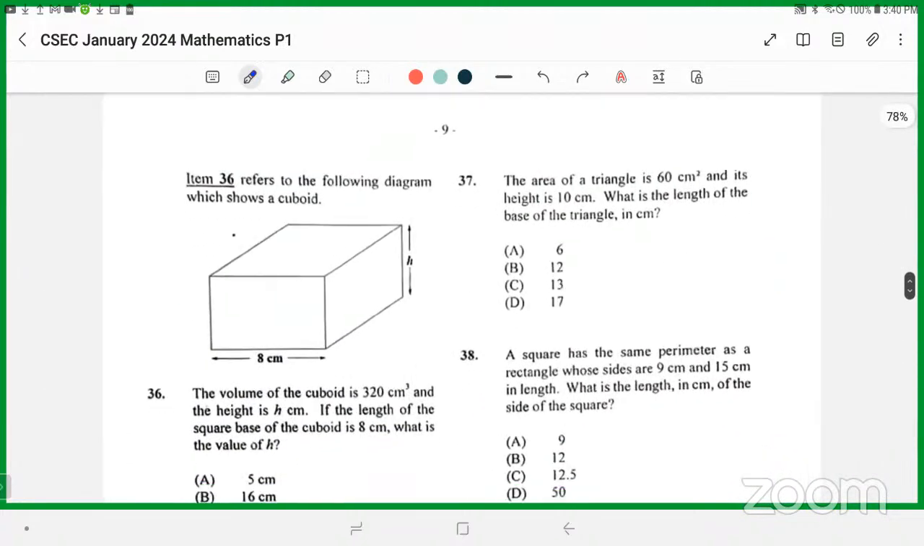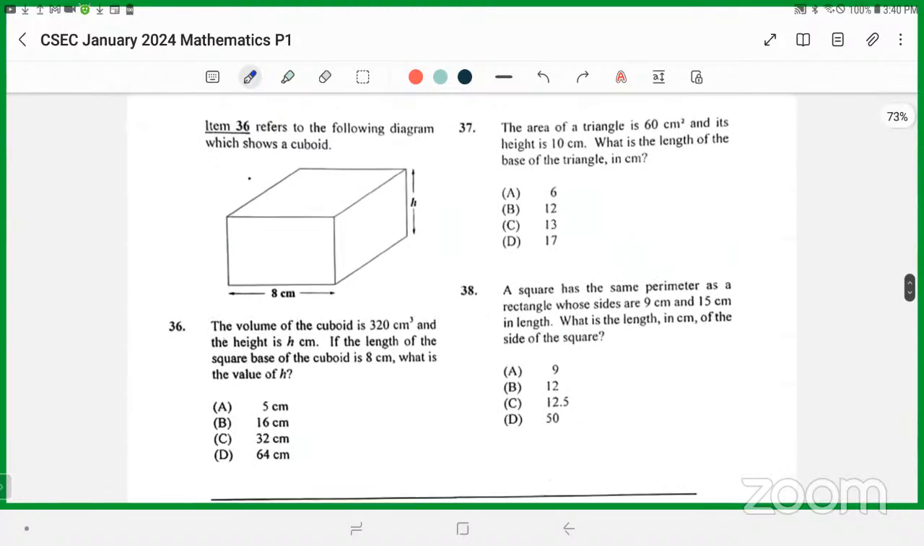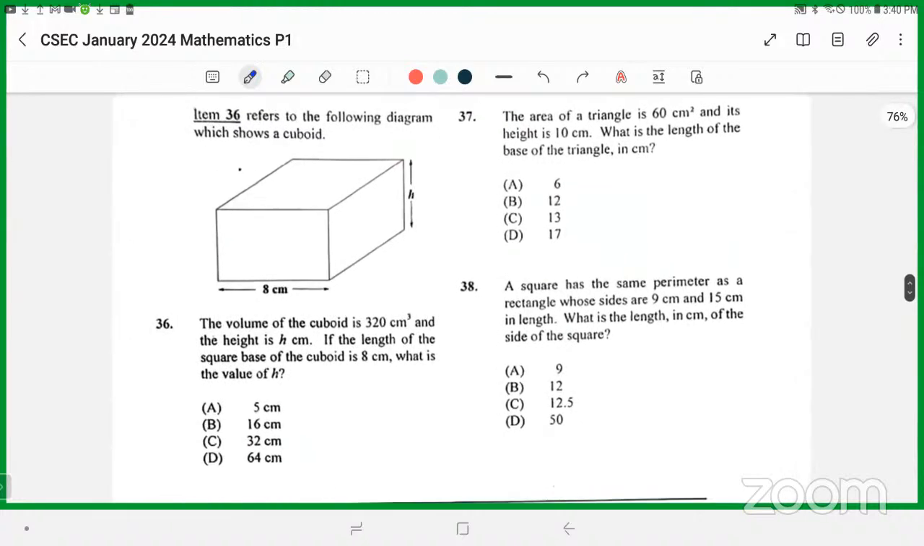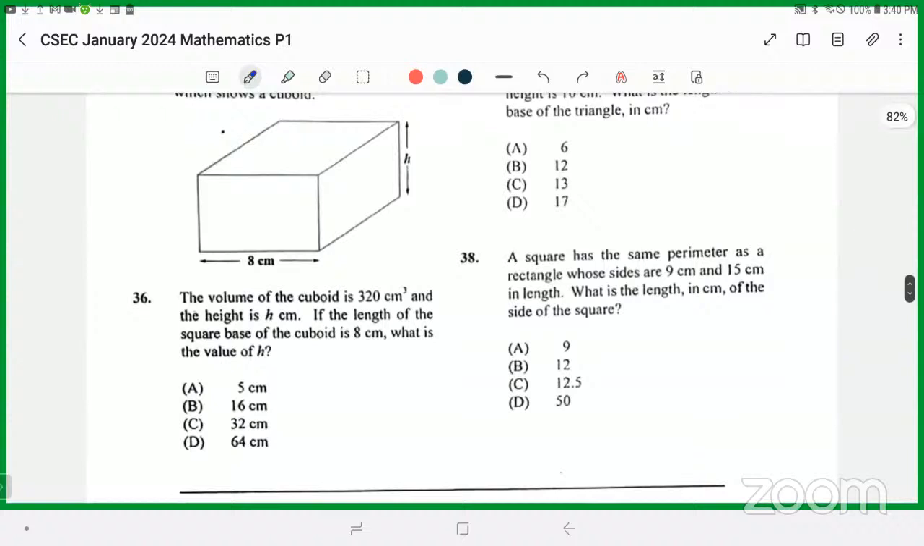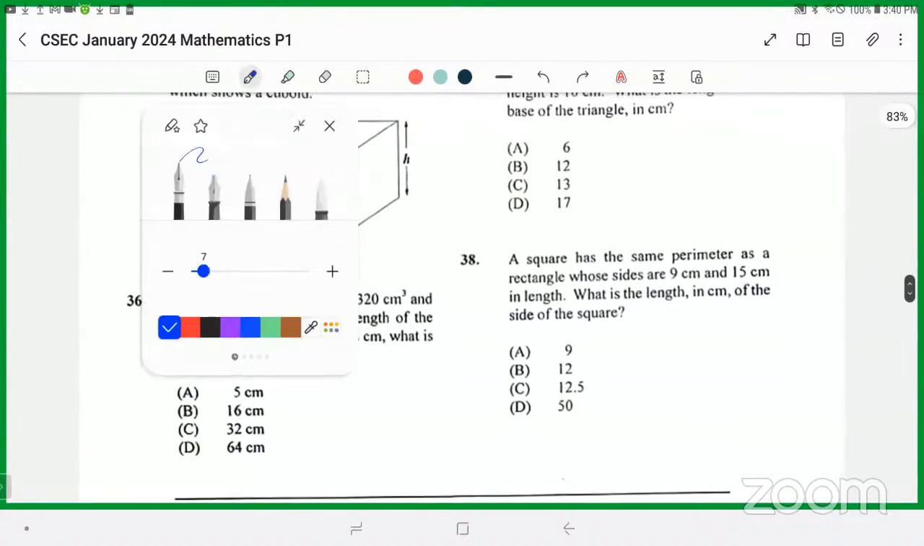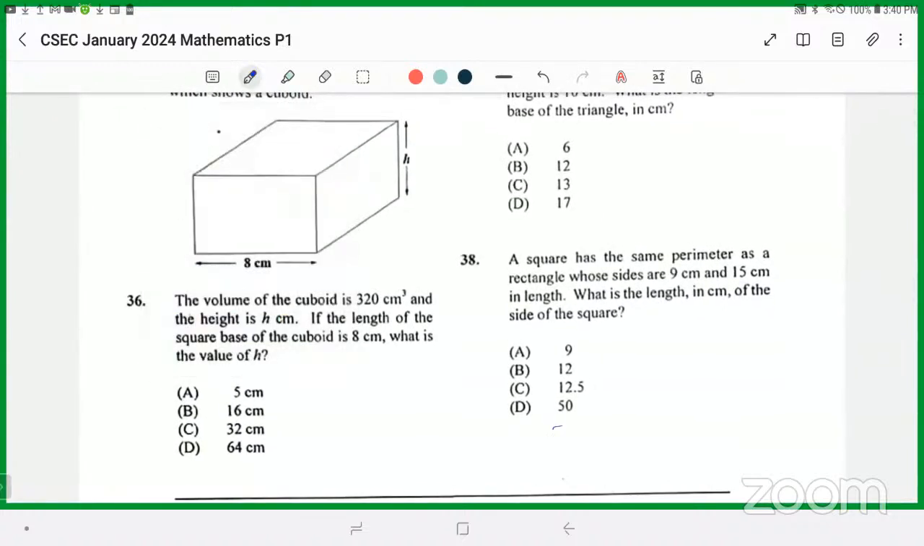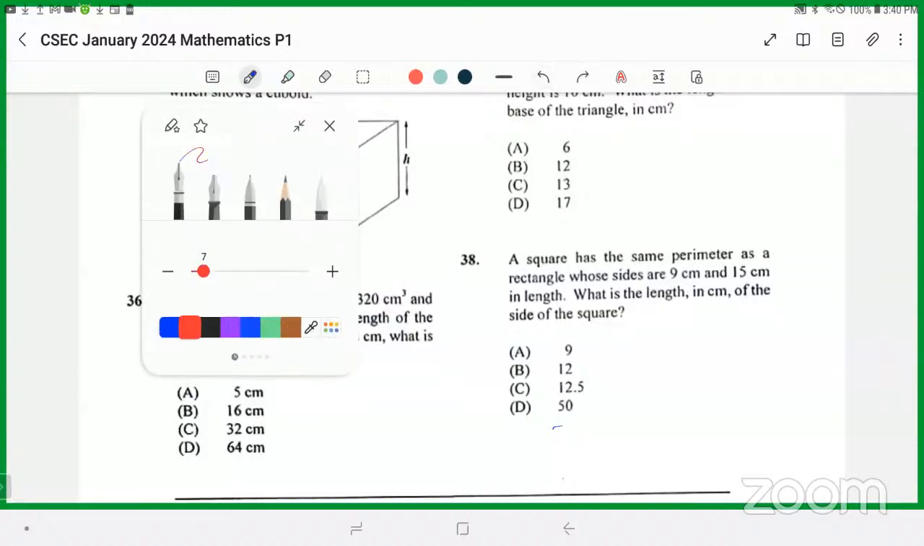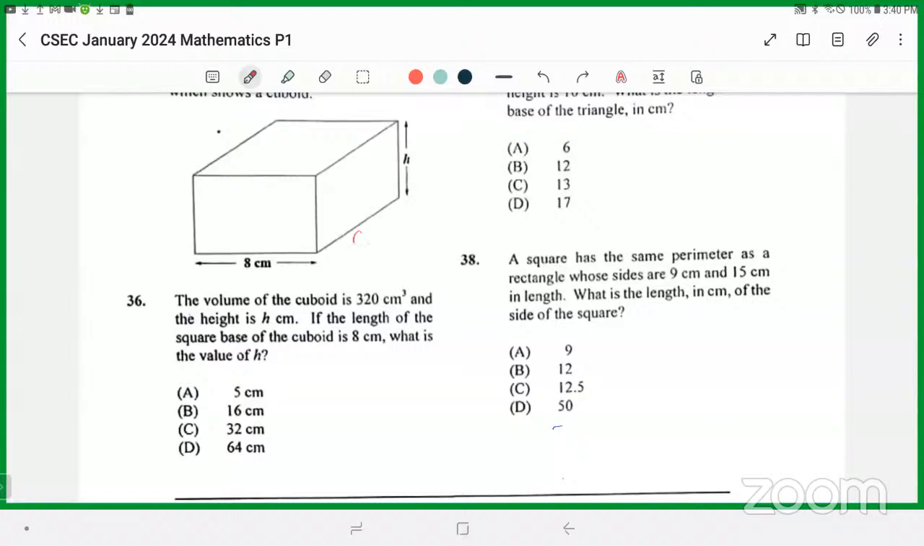Next question says, number 36. Right here says, the volume of the cuboid is 320 cm cube. So they give us the volume of the cuboid, and the height is h. If the bases are square, then it means this length is also 8 centimeters.